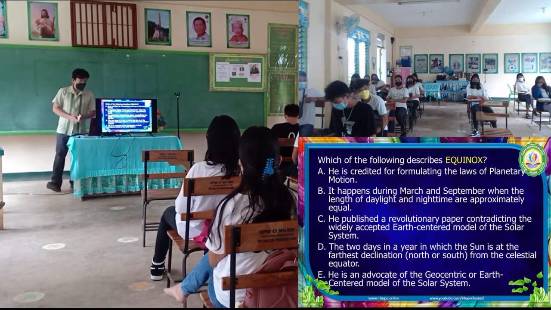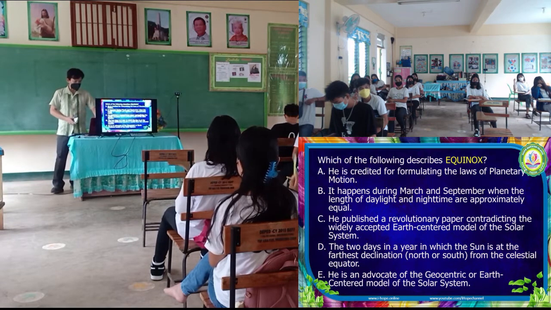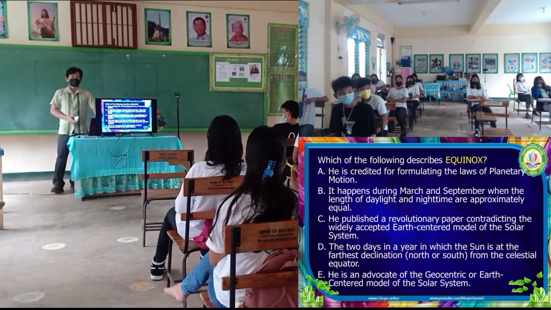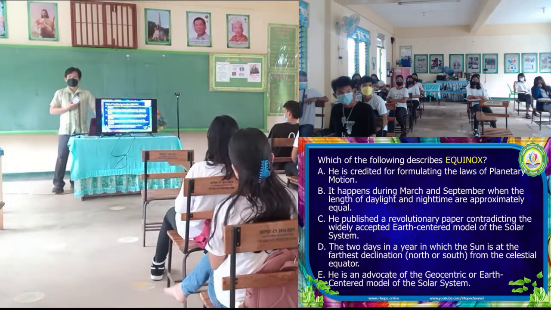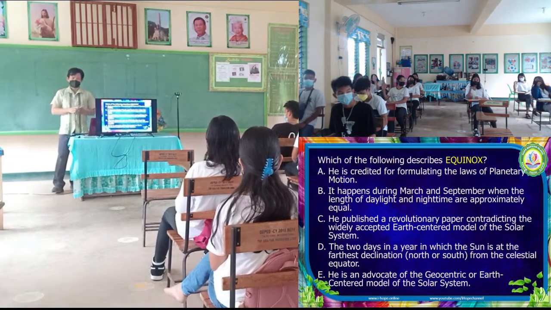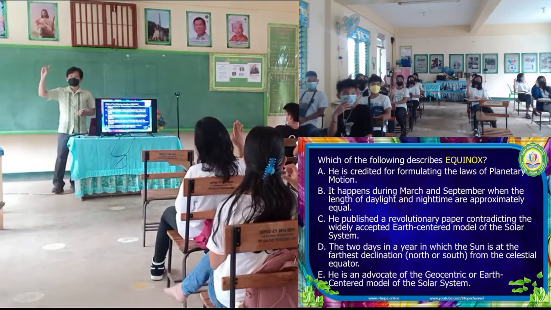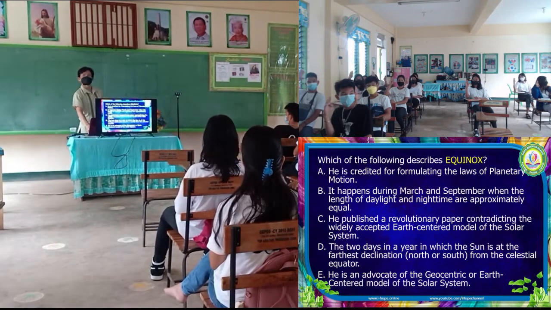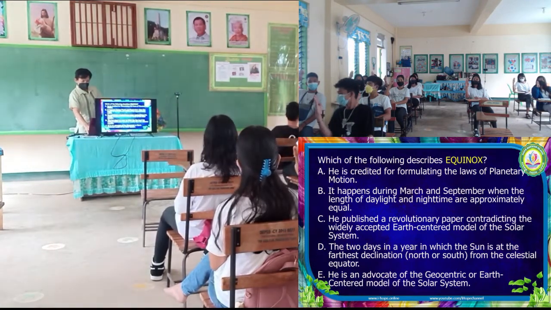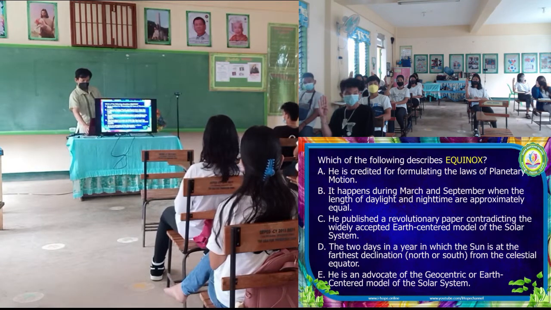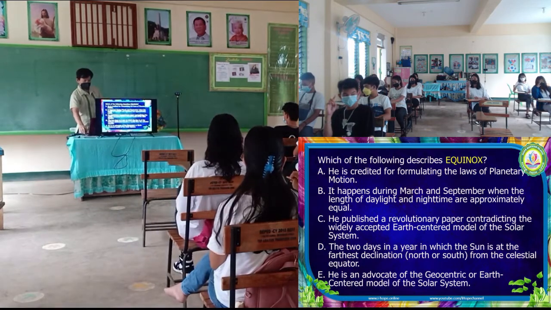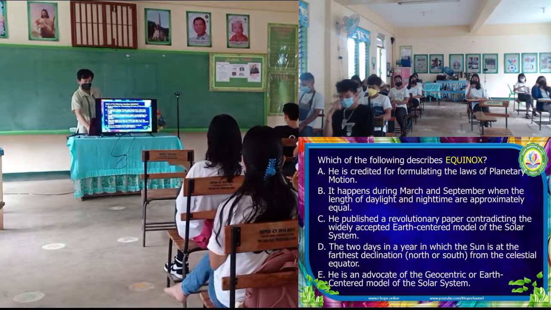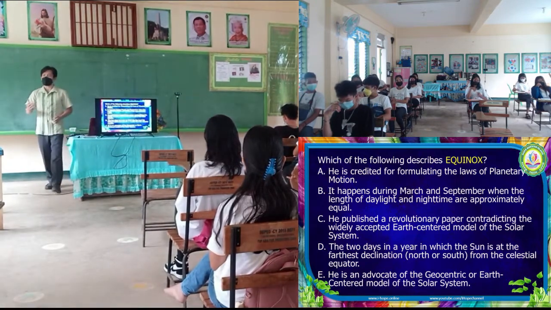Okay, which of the following describes the equinox? Show your answer by sign language. For A, B, C, D, and E. Okay, so what is your answer? Okay, the answer for this is B. It happens during March and September, and when the length of daylight and nighttime are approximately equal.